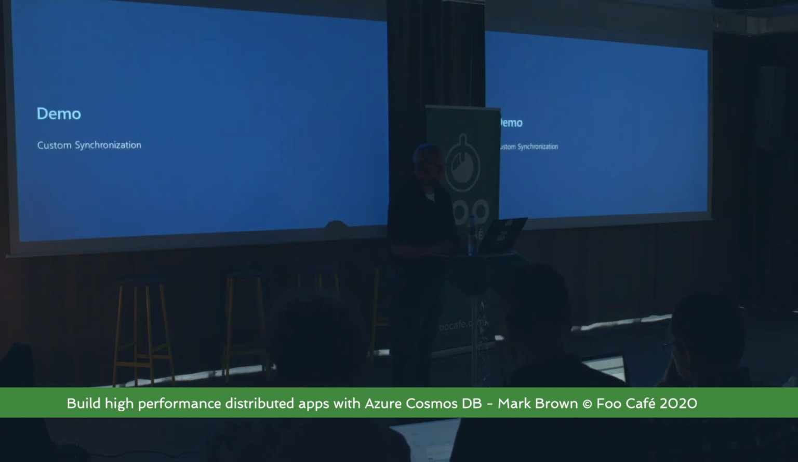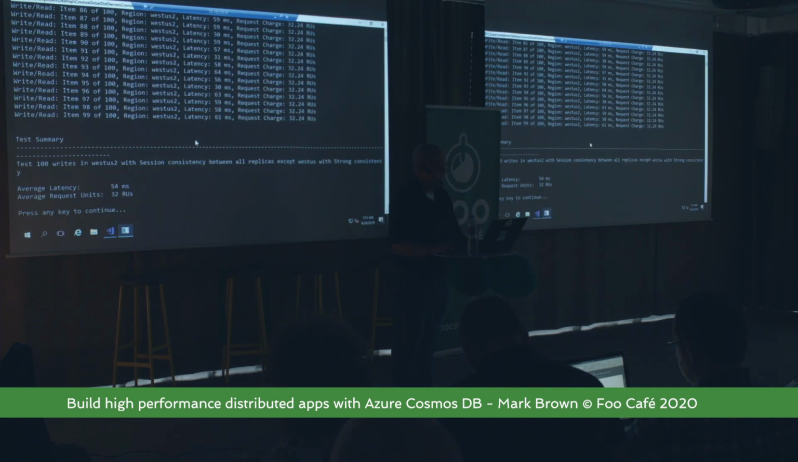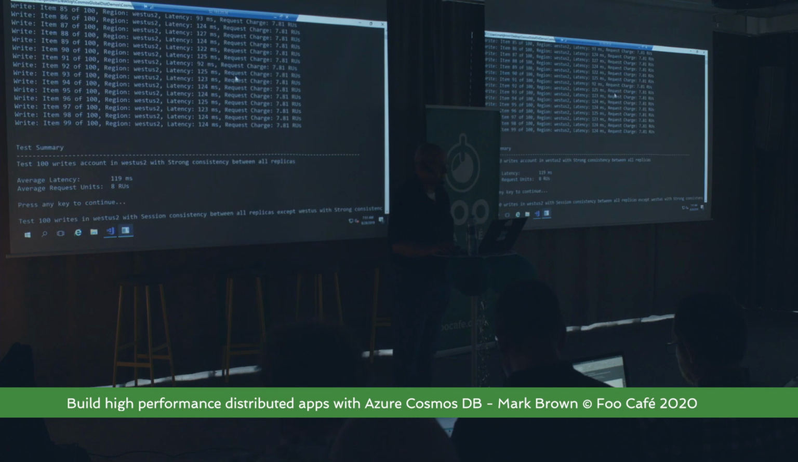So let me show you another demo here that shows you this, assuming that everything works. Okay, so here's the setup with custom synchronization I'm going to show you. There's 100 writes in West US 2, strong consistency, and this is between all the replicas I've got within there. It's not. What happened? Oh, sorry. Now can you see it? Okay. So 100 writes, West US 2, session level consistency.